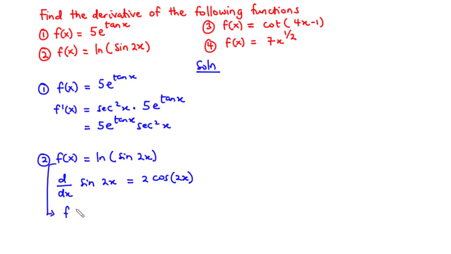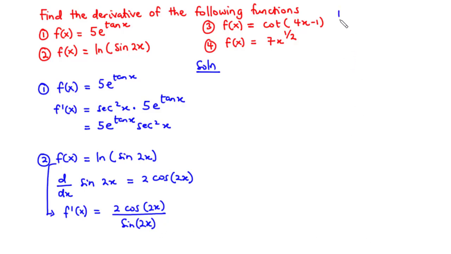So for the entire function, that is f of x, f prime of x is equal to the derivative of this, that becomes the numerator. So that is 2 cos 2x divided by, we are going to write what we have in the bracket at the denominator. So that becomes sine 2x.